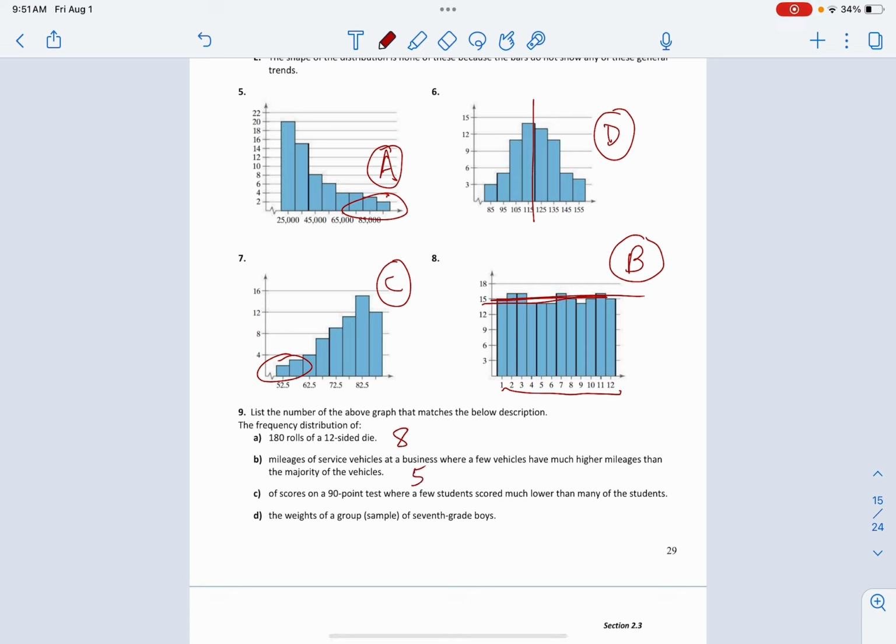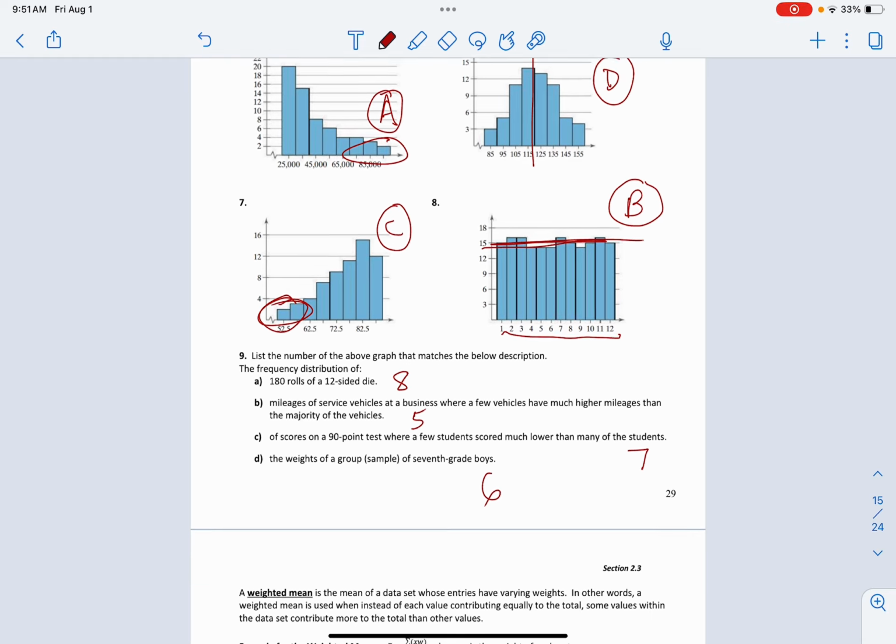So that'd be 5. A score on a 90-point test with a few students scoring much lower than many of the students. Let's see, that would probably be number 7, right? That represents that left tail. A few students, smaller bars, scored lower, a left tail. And then finally the weight would be 6. Okay, symmetric. Typically you see that bell-shaped symmetric curve when you talk about weights in a population.